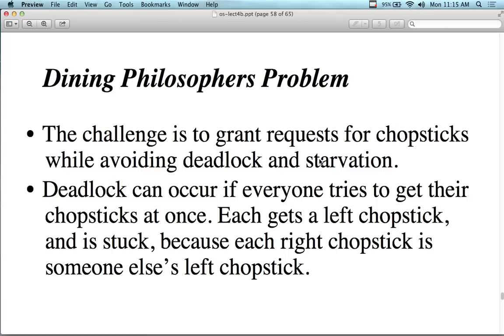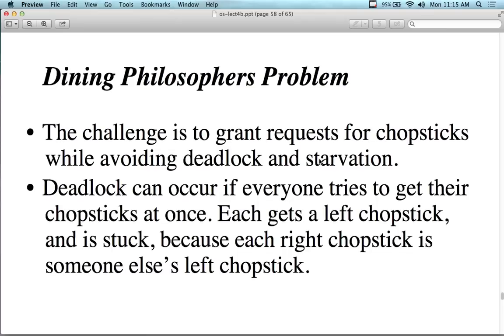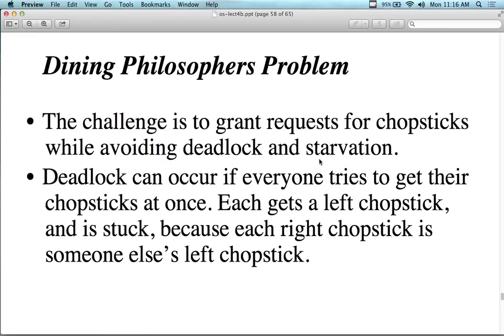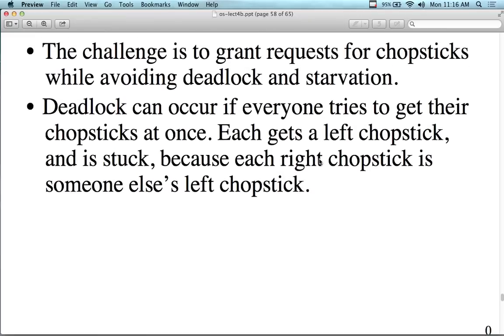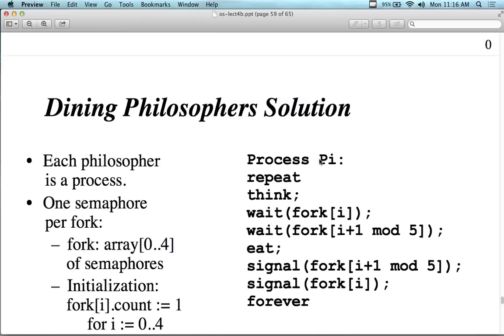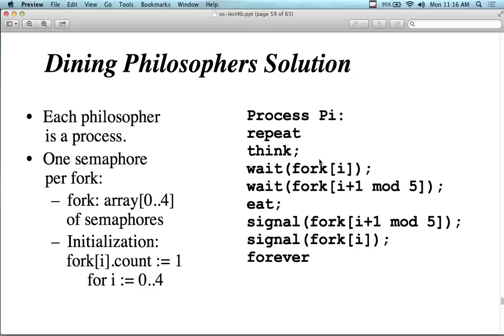The deadlock can occur if everyone tries at once, and each gets a left chopstick and is stuck, because there's five chopsticks. Each one of them could pick up a chopstick, but they can't get the right. Each right chopstick is someone else's left chopstick, and then they sit there. That's a deadlock. They sit there and wait, because no one's putting anything down. Everyone's just waiting to eat. So that's a deadlock. So here's our scenario. How are we going to avoid this problem?